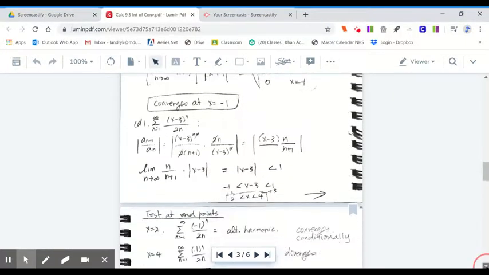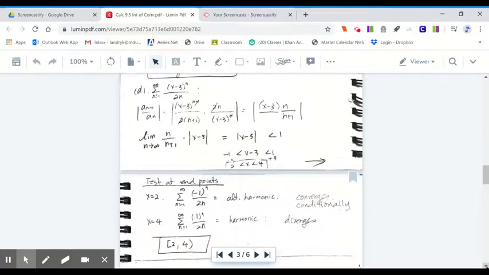The next example, part D. This one, you apply the ratio test, and you get the limit of the ratio is right here. And this part goes to 1. So the limit ends up being the absolute value of x minus 3, which has to be less than 1. So the interval of convergence, the absolute convergence, is an open interval between 2 and 4.